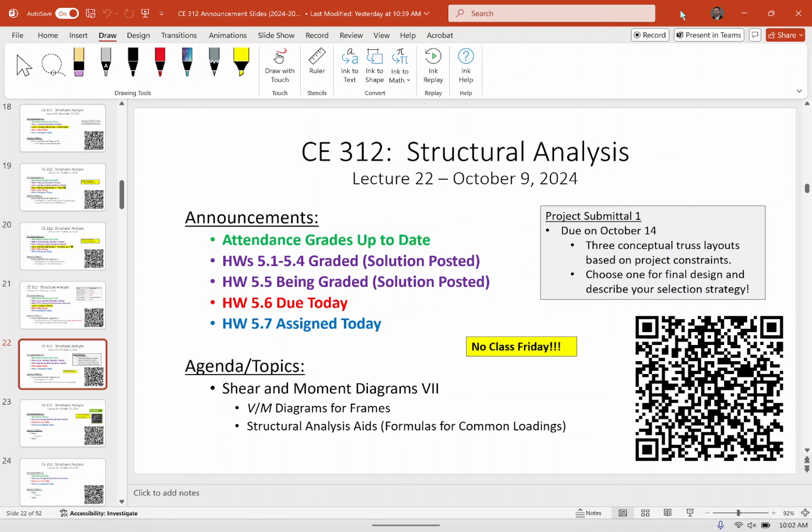I want you to verify that IT equals 0, that it meets the project constraints: a node in the middle at the bottom, that none of the members exceed the maximum member length, that it fits within the envelope. All that. And then I want you to choose one for final design and describe why you chose it. It could be any number of reasons.